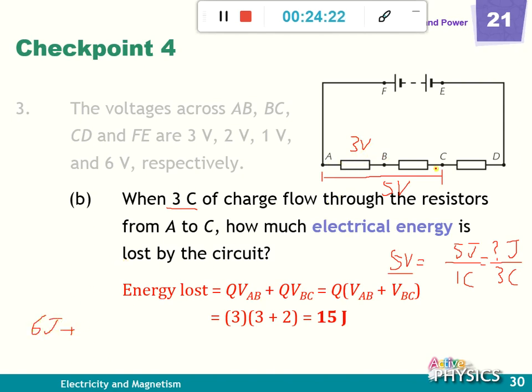How about from B to C? Will be 2 volts and 3 joule. No, my mistake. This one is not 6, should be 9 joule, because the charge is 3 coulomb and the potential drop should be 3 volt. 3 times 3. Next one should be 2 times 3. Finally, the answer should be 15 joule.